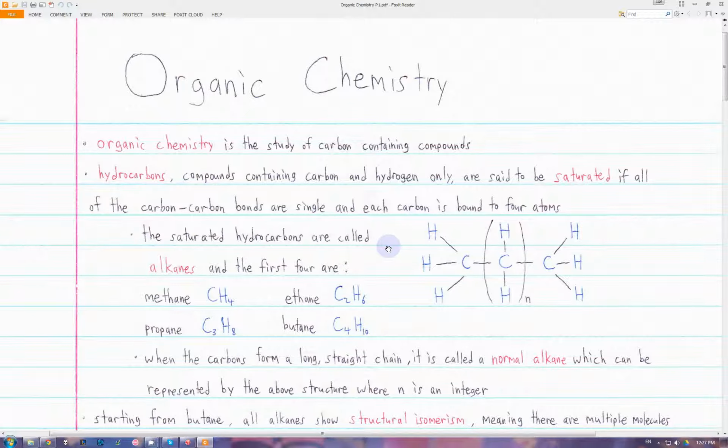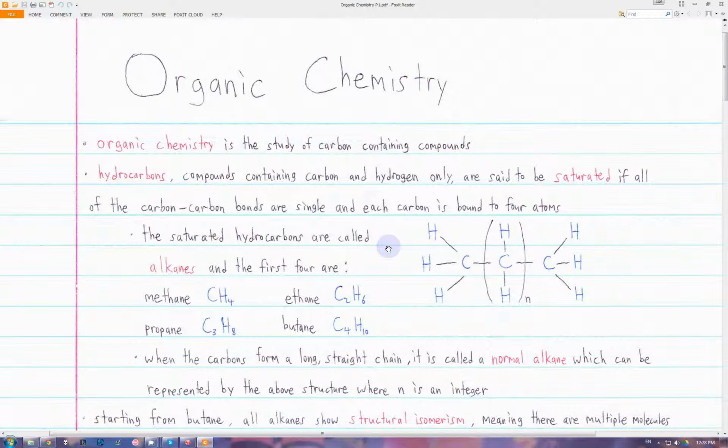So organic chemistry is basically looking at all the different compounds that carbon can form. And carbon is special because it can form bonds with itself to form long chains of carbon. And it can also form strong bonds with other atoms such as oxygen or chlorine that could be attached to these chains of carbon. So the main class of compounds are the hydrocarbons, which only contain carbon and hydrogen.